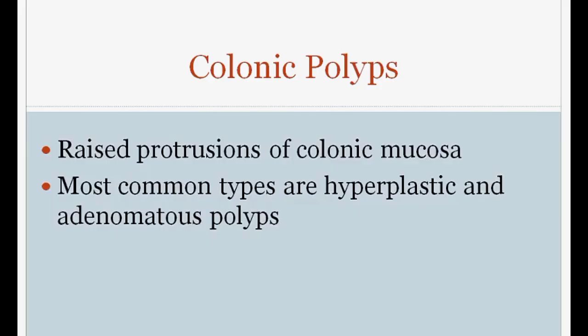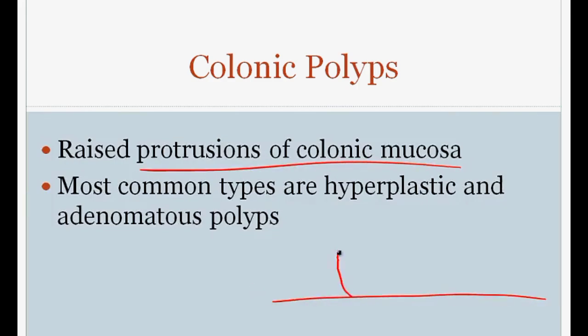Basically, with colonic polyps, you're dealing with a raised protrusion of the colonic mucosa, so that if this is the surface of the colon, we get this raised bump of the mucosa, and that's called a colonic polyp. There are two common types, and then there are some relatively rare types. We're going to focus on the two common types first.